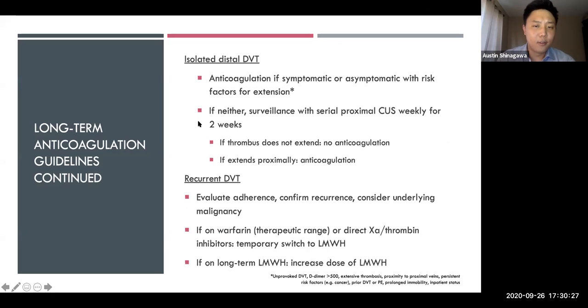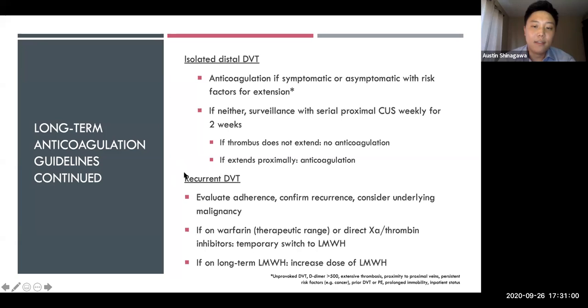For isolated distal DVTs, these are kind of a different beast. You want to anticoagulate if they're symptomatic or asymptomatic with risk factors for proximal extension. And some of these are on the bottom here. If they have neither of these, you can opt for surveillance with serial proximal compression ultrasounds weekly for 2 weeks. If the thrombus does not extend for these 2 weeks, you can opt for no anticoagulation. And if it extends proximally, you can anticoagulate.